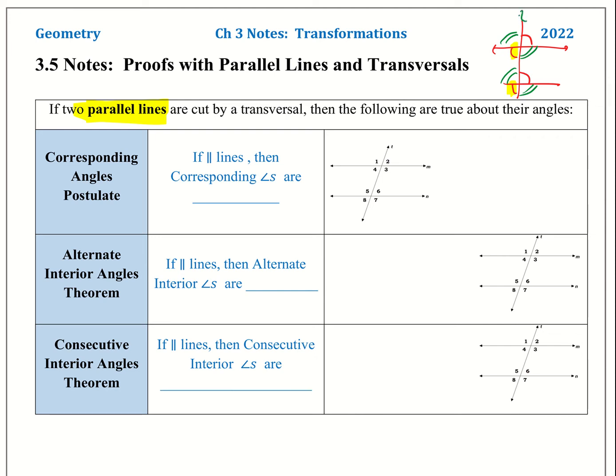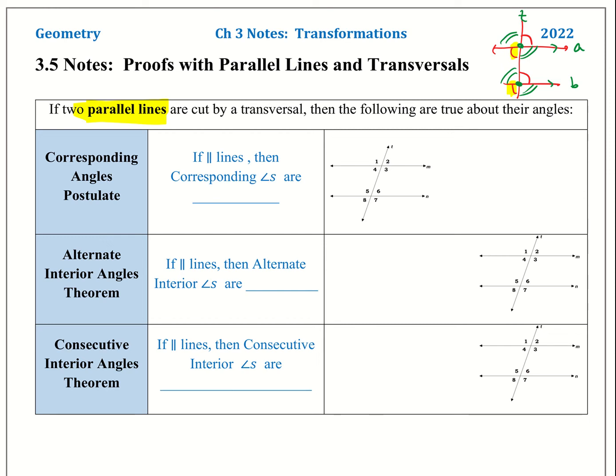Now, keep in mind the transversal is the line that's cutting the other 2 lines and intersecting them in 2 spots. And then we'll have 2 parallel lines. Maybe we'll call them A and B, whatever. We can call them whatever we want. And we'll know that they're parallel, and then we have these relationships that are true.